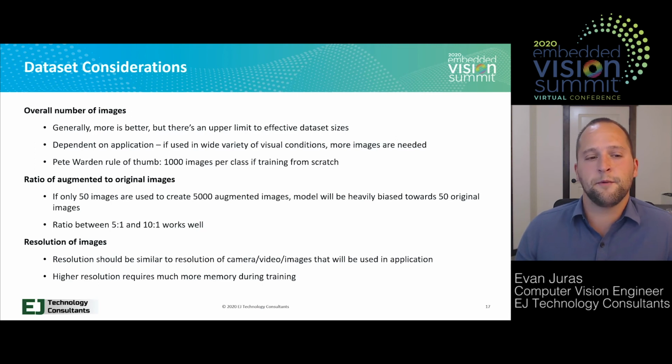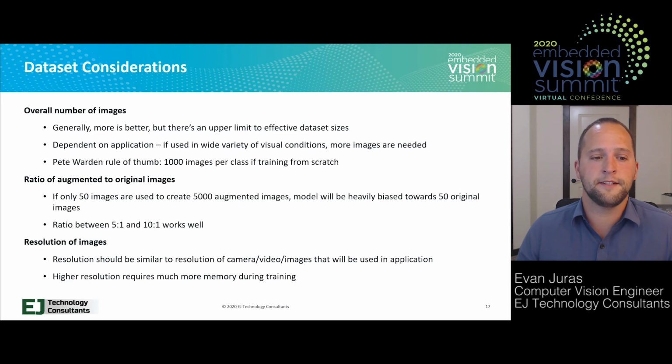Another question is, what should the ratio of augmented to original images be? Can I just use one original image and create 1,000 augmented images and still have a good result? The answer is no. You still need to have enough images in your original data set to provide enough variation for the model. If you only have 50 images and you create 5,000 augmented images from those images, the model is still going to be heavily biased towards those 50 original images. I found that a ratio between 5:1 or 10:1 of augmented images to original images works well.